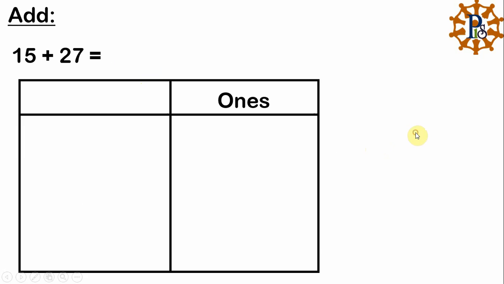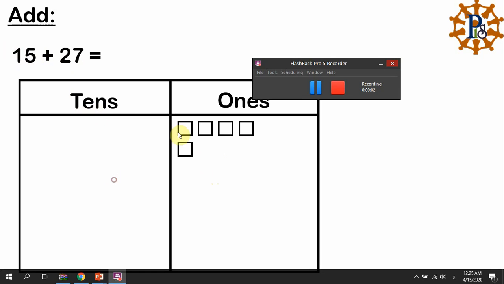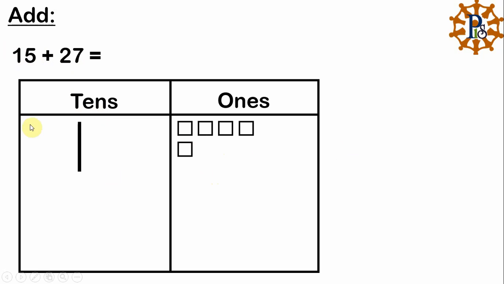Exercise 2. We want to add 15 and 27. Also, we will have this table, divided into ones and tens, because both of these numbers have only 2 digits and 2 place values, ones and tens. I will represent 15 by drawing 5 squares in ones, 1, 2, 3, 4, 5, and for tens I will draw only one line.